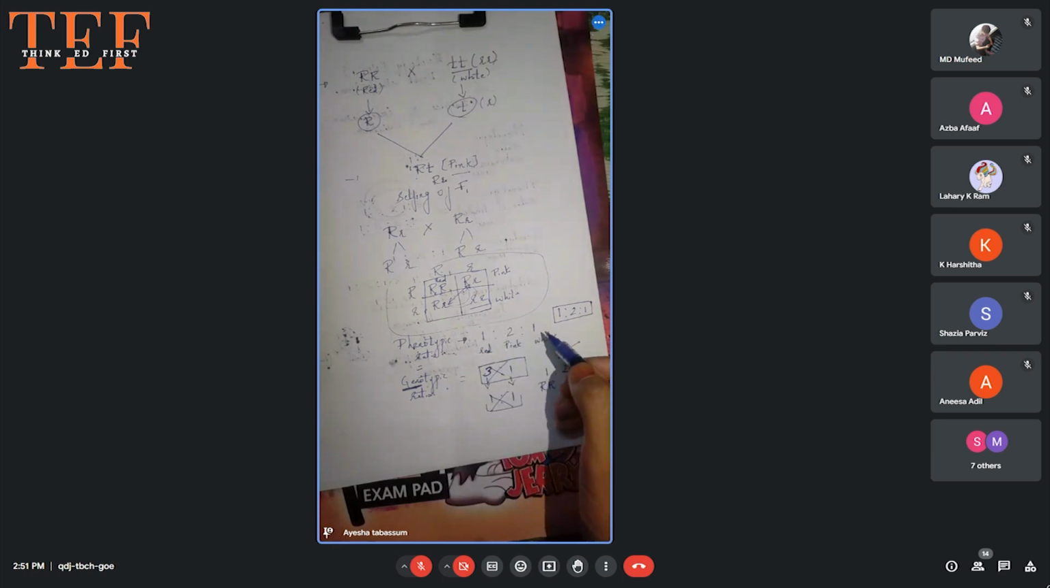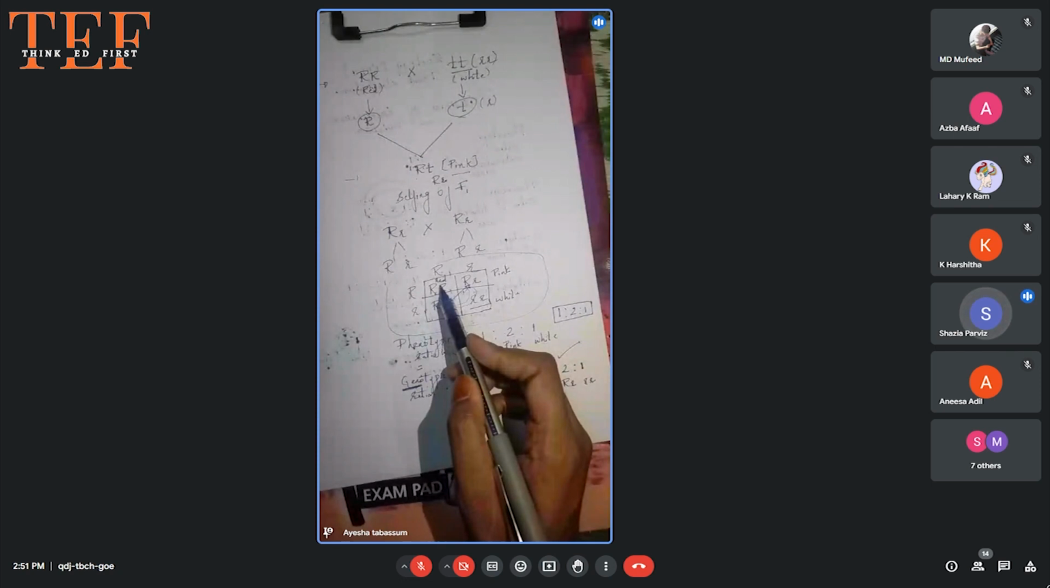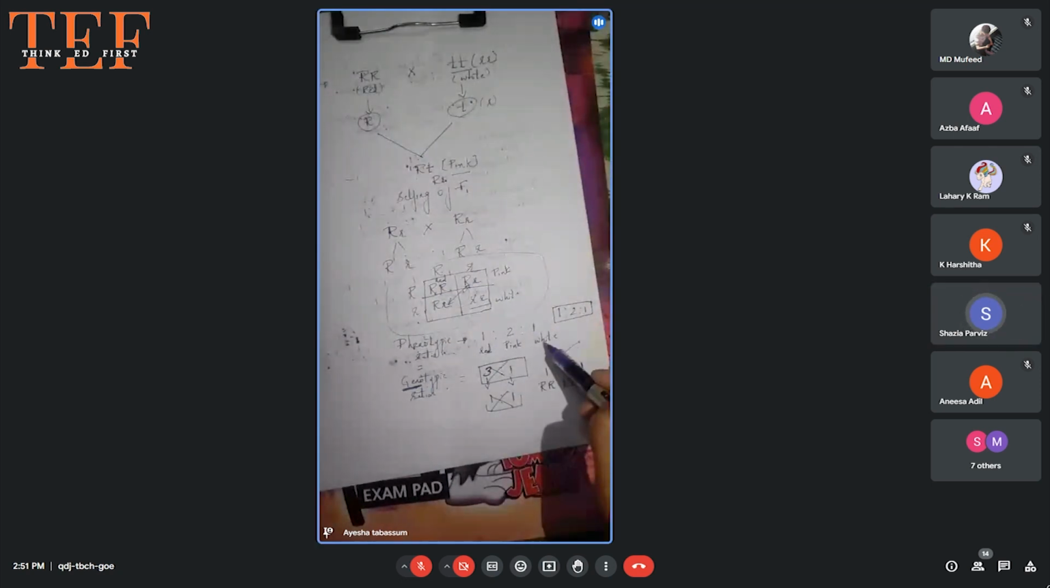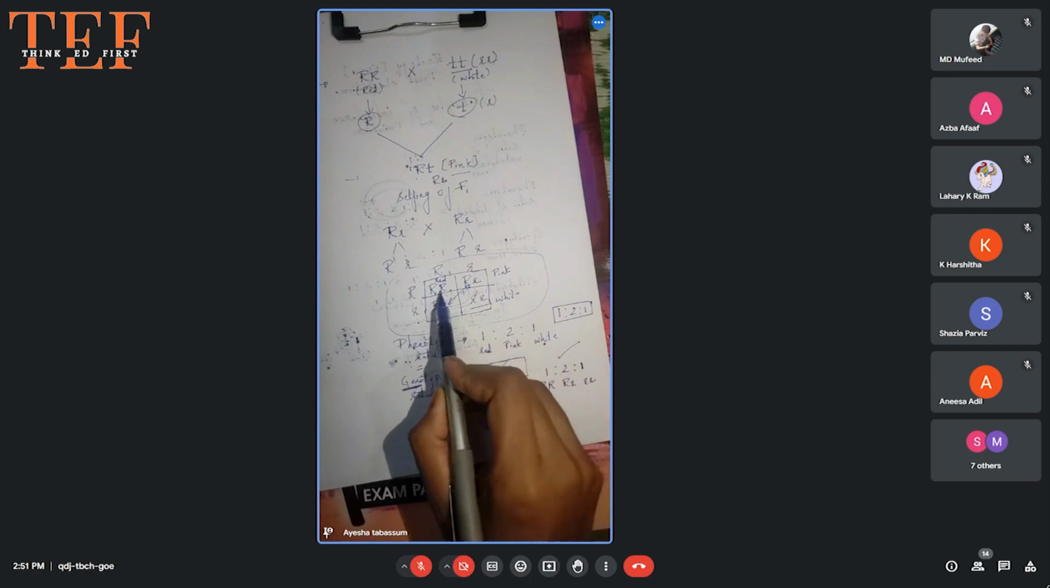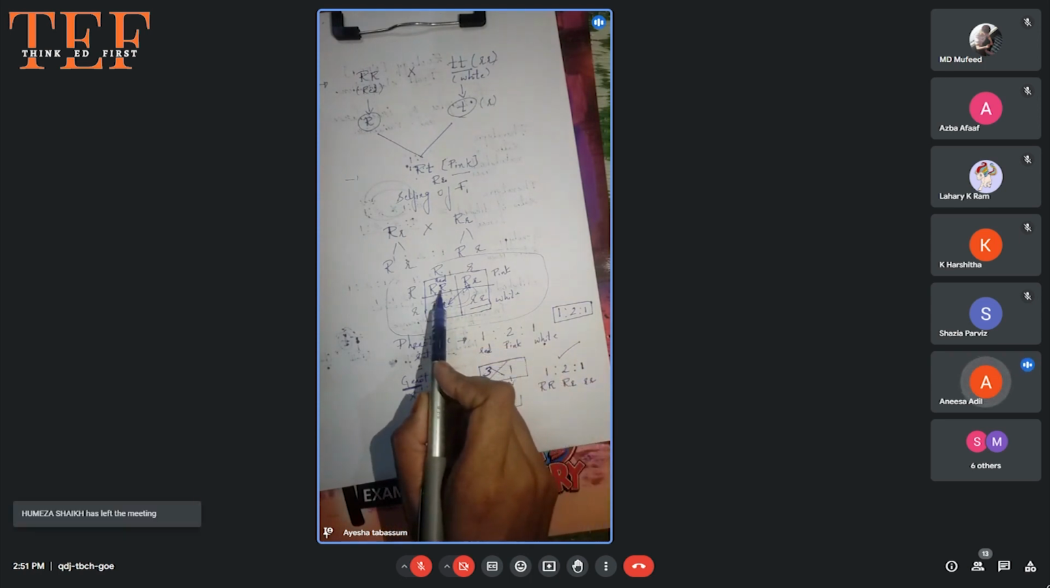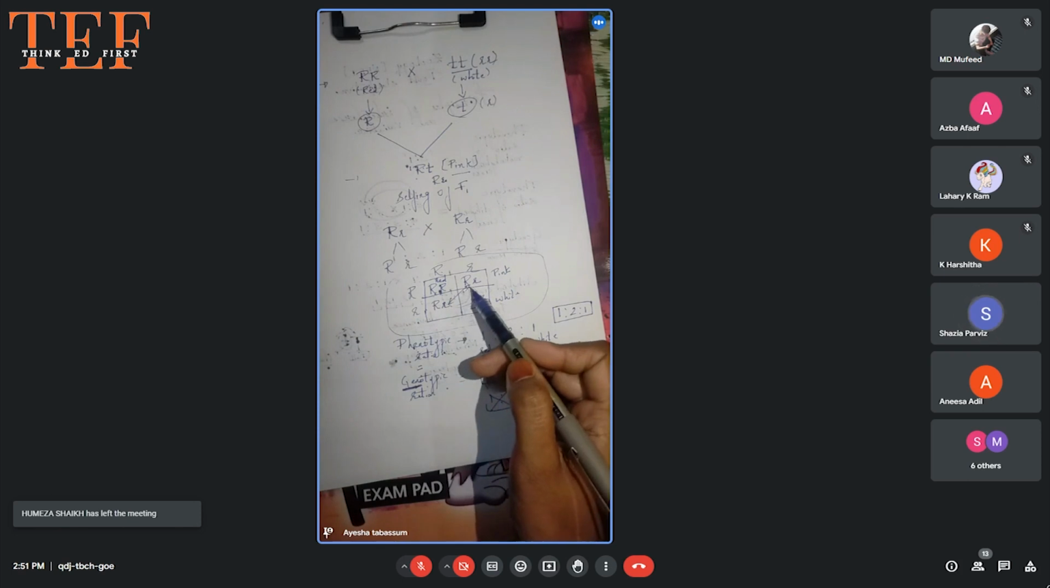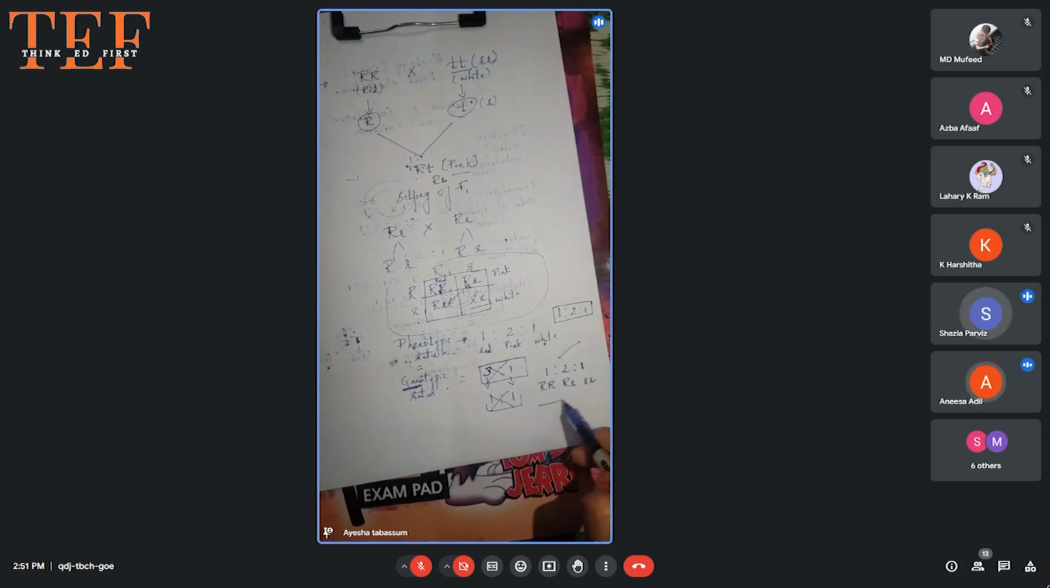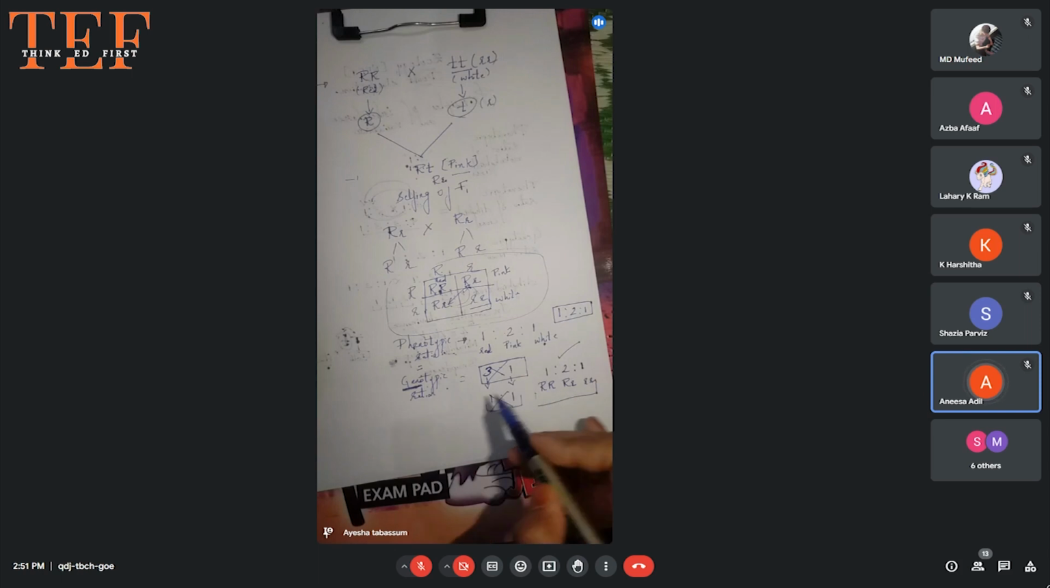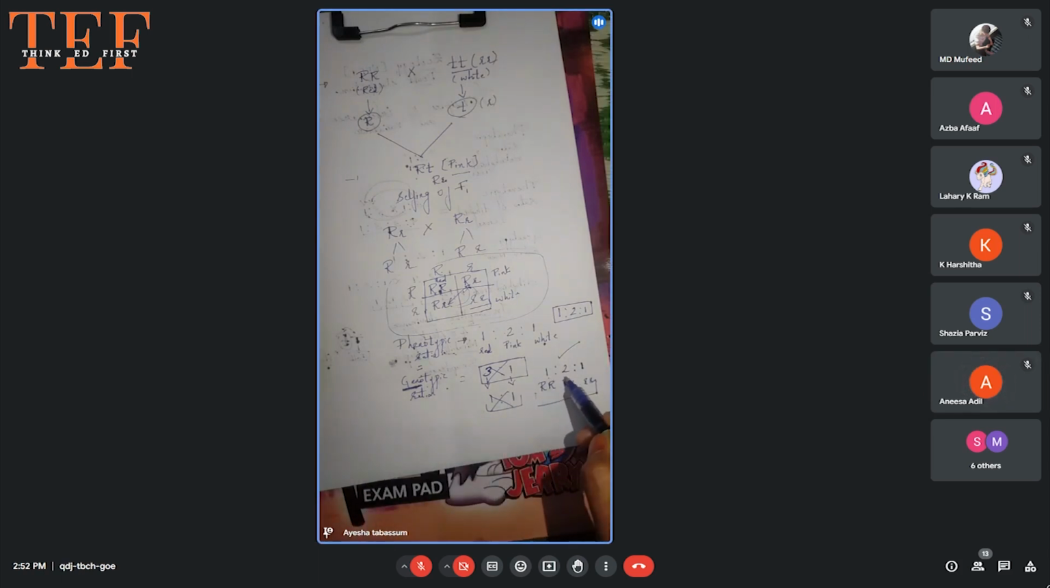Because you had one red flower, two pink, and one white. And why is the genotypic ratio 1 is to 2 is to 1? It is one capital R, capital R, two capital R, small r, and one small r, small r. That's the reason the genotypic ratio is 1 is to 2 is to 1. Did you understand? Yes, ma'am. So this is the concept of incomplete dominance.